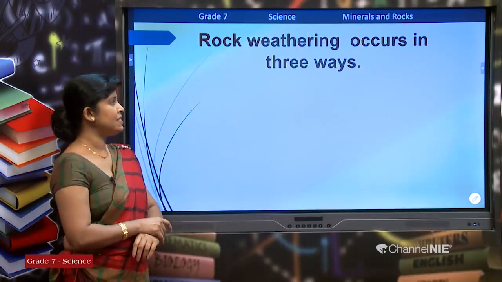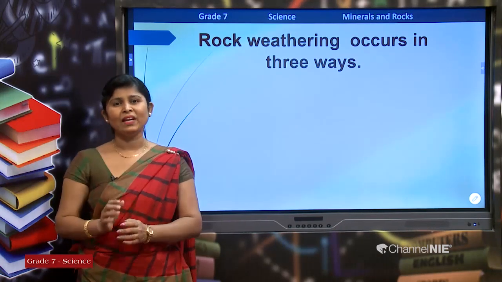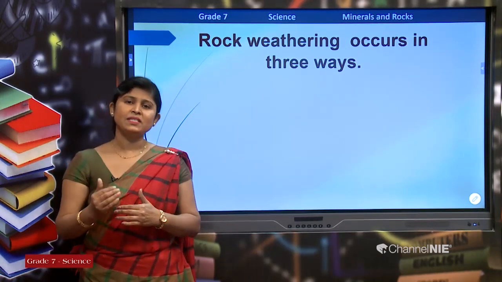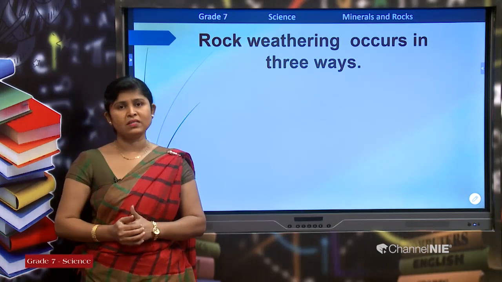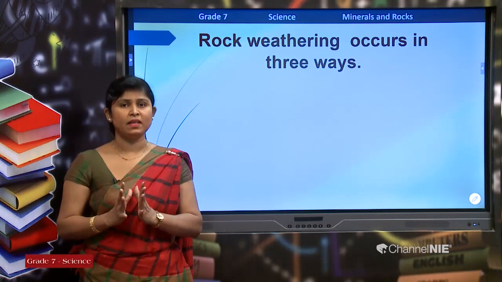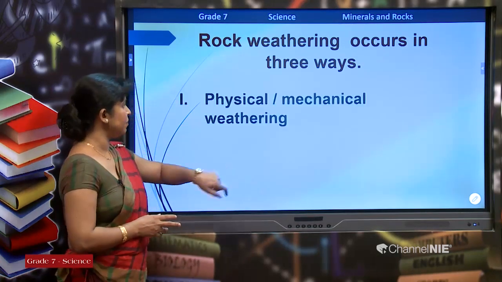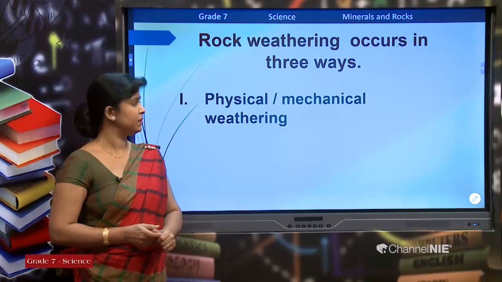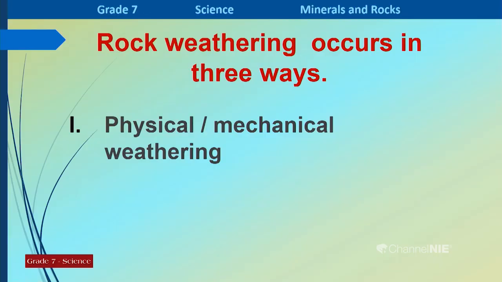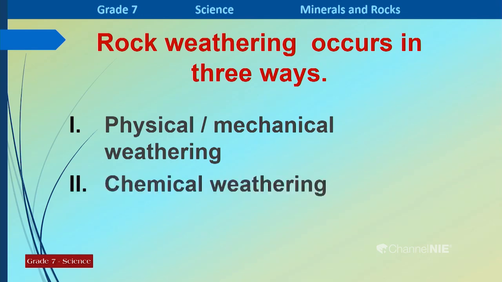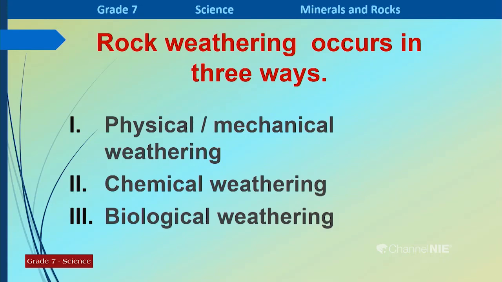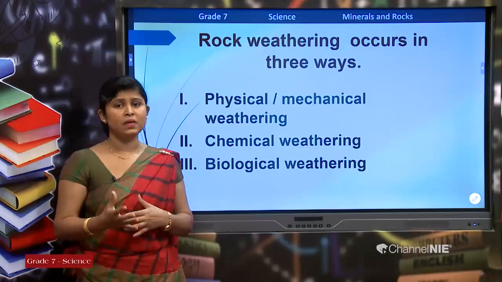Rock weathering occurs in three ways, right? Alright. According to the factor which is affecting the weathering of rocks, there are three types. There are three methods of weathering of rocks. These are the three methods. First one, physical or mechanical weathering, right? Chemical weathering, biological weathering, right?